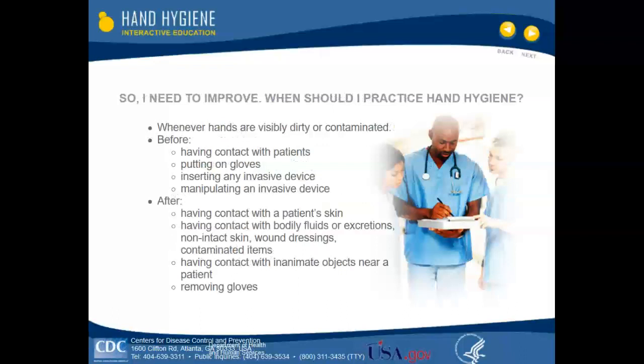So when should I practice hand hygiene? Whenever your hands are visibly dirty or contaminated is a definite yes. And if your hands look visibly dirty, you should be using soap and water to wash them. Also, before having contact with patients, before putting on gloves, before inserting or manipulating any invasive device. Also, you'd want to wash your hands after having contact with the patient's skin, having contact with body fluids or excretions, non-intact skin, wounds or dressings, contaminated items.